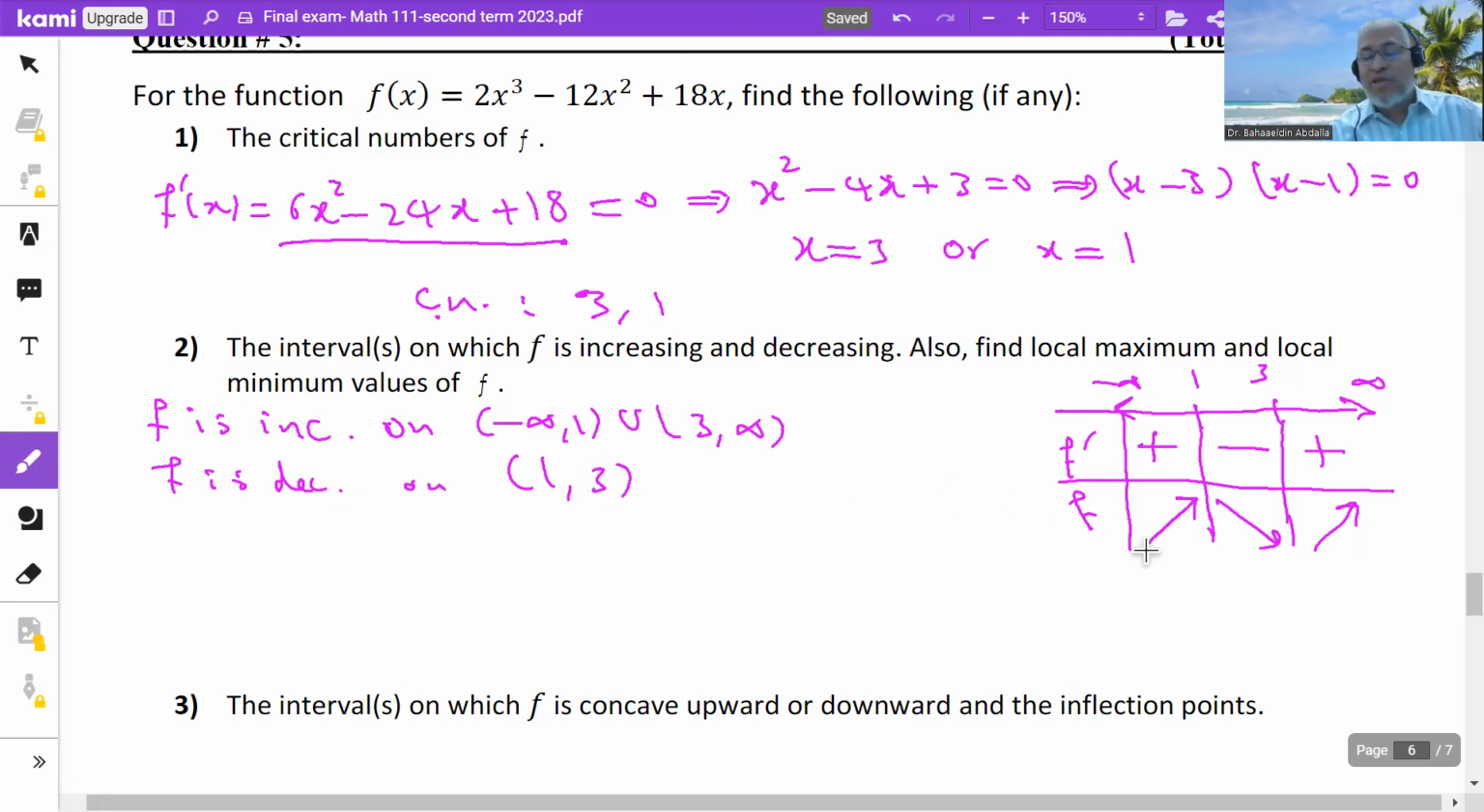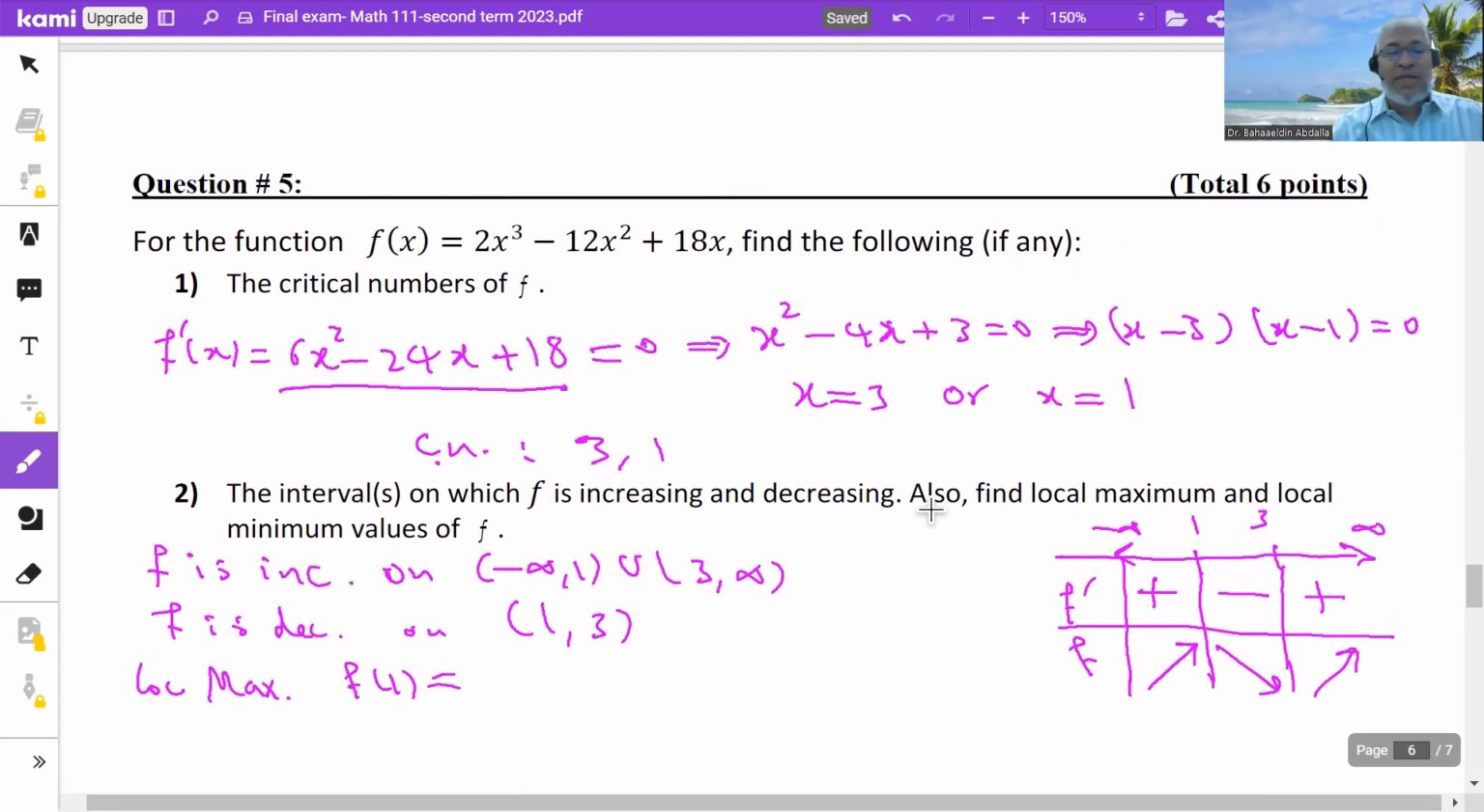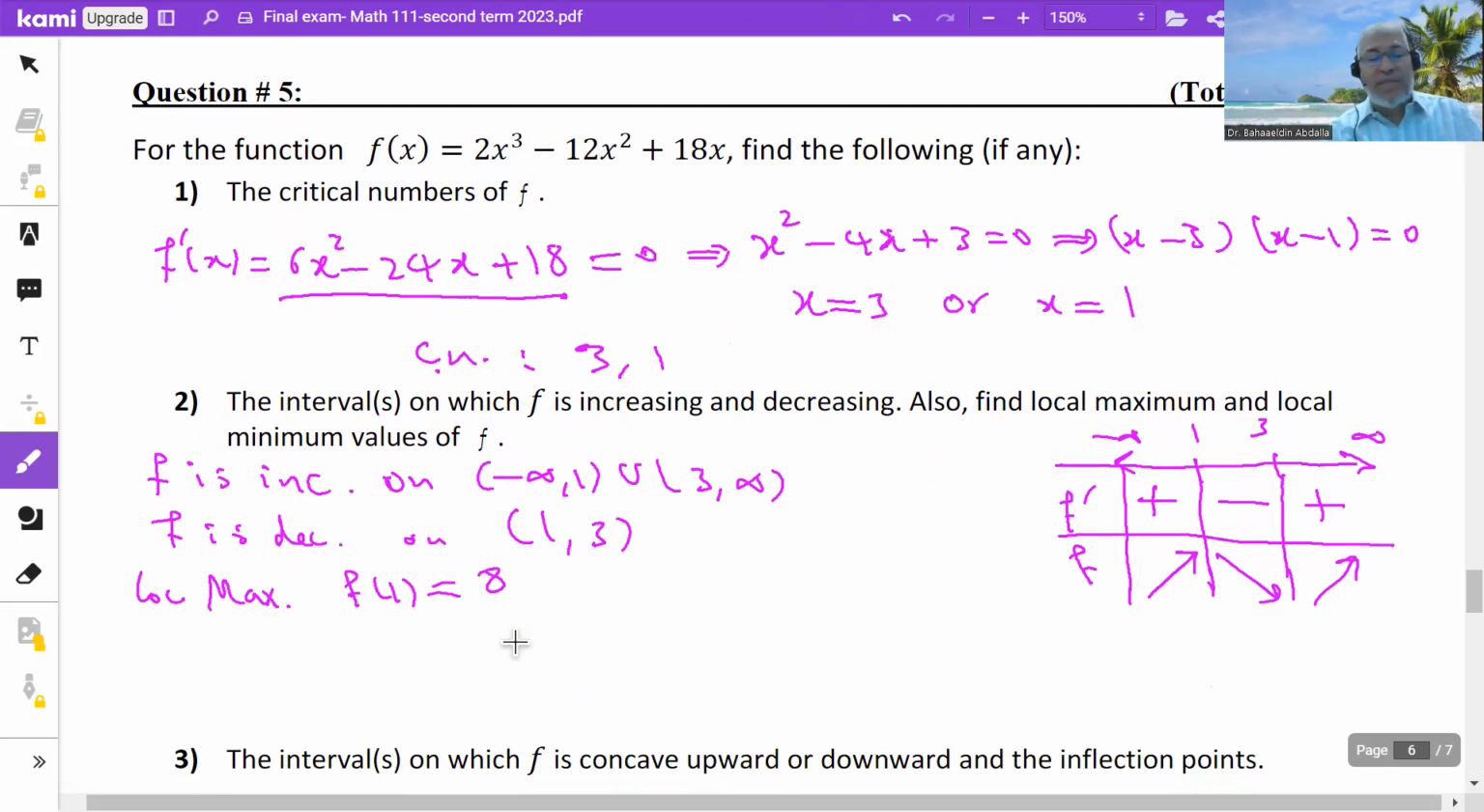Find local maximum and local minimum values of f. Well, here the function is going up, then going down. So we have a local maximum. So local maximum is f of 1. And if you go to f and replace x by 1, I'll have 2 minus 12, that's negative 10, plus 18, and that's 8. So f(1) is a local maximum.